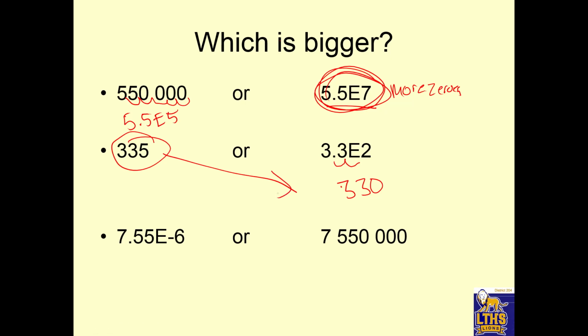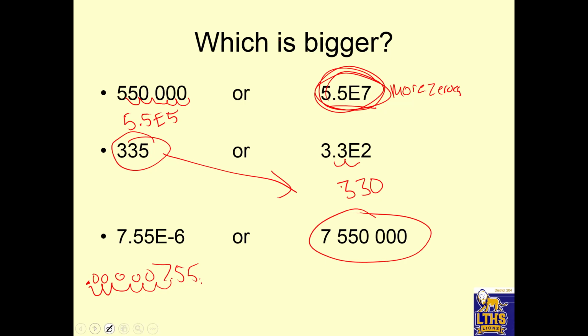7.75 E negative 6 or 7.550. So let's see here. This one, because this is negative, I've got to make it less than 1. 1, 2, 3, 4, 5, 6. Fill in my zeros. Which one's bigger? That one's way bigger, right? Because this is less than 1.